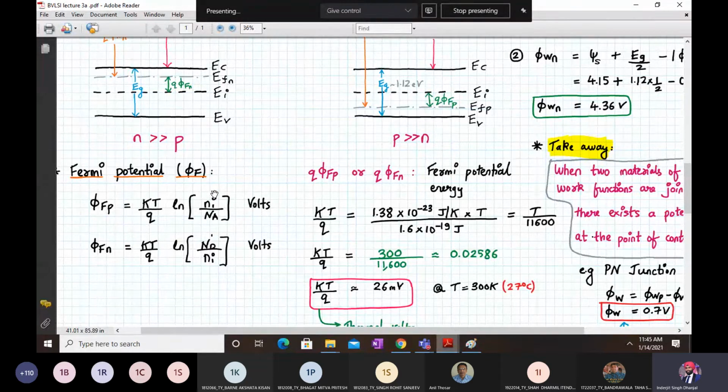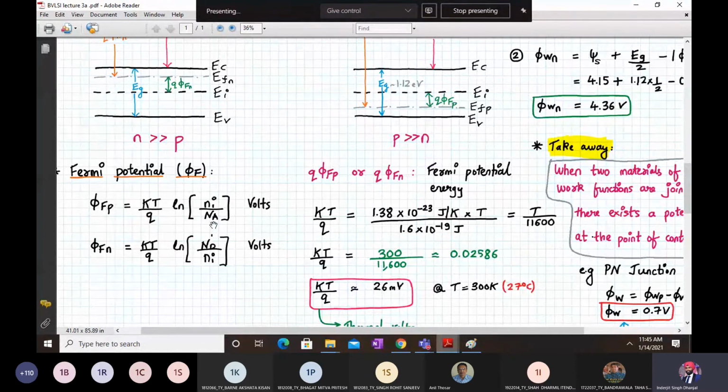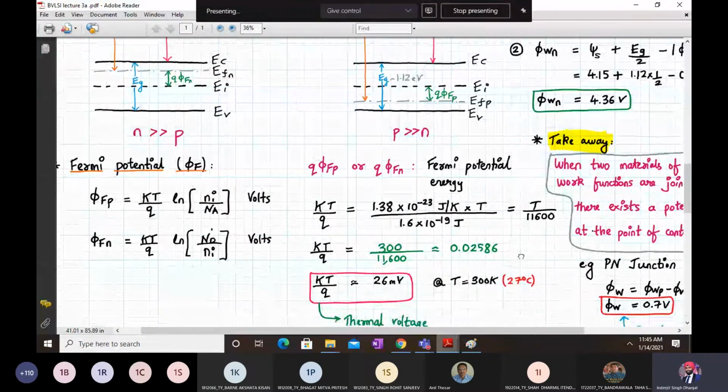What is Ni? Ni is the intrinsic carrier concentration. Na is the number of acceptor atoms per centimeter cube, and its unit is volt. Similarly, phi Fn, Fermi potential for n-type silicon, is kT by Q, natural log of Nd upon Ni. So please note down these formulas. Q into phi Fp or Q into phi Fn is called the Fermi potential energy.